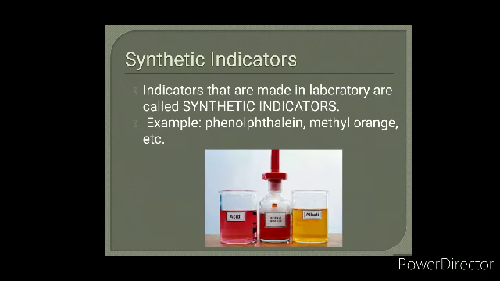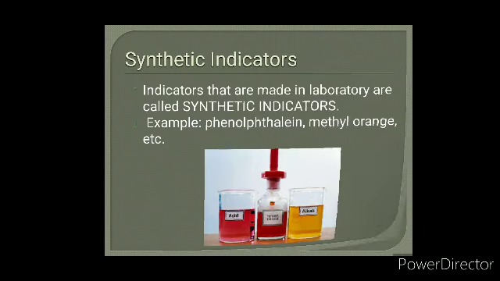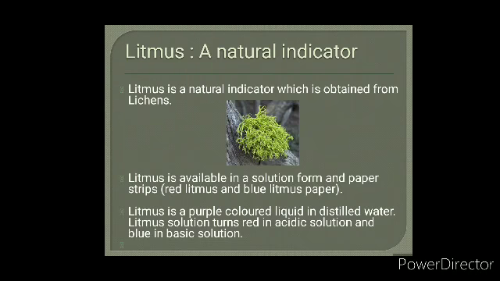Next are synthetic indicators. Synthetic indicators are those indicators which are prepared in laboratories from chemicals. Examples are phenolphthalein and methyl orange. The first one, litmus, is a natural indicator. We will discuss this.